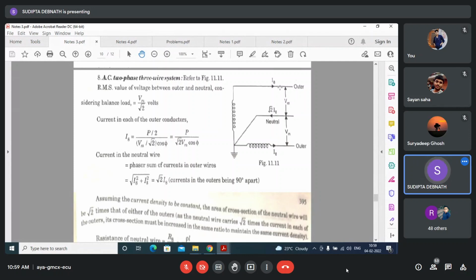So what is the voltage considered? Voltage will be considered between any one outer conductor and the earth point. Okay, this is Vm. This is also Vm. So what will be the voltage? Voltage will be Vm by √2 RMS voltage, and current, what will be the per phase power?